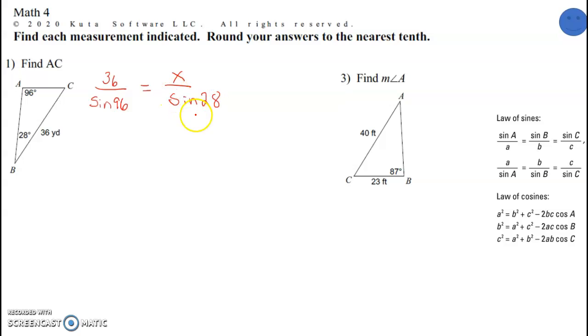Now we're going to go over to Desmos and do that one. Sorry, before we do that, let's solve for x first. To do that, I'm going to have to multiply both sides by sine 28 over 1. So that gives me 36 times the sine of 28 over the sine of 96. Now we're really going to do that in Desmos.